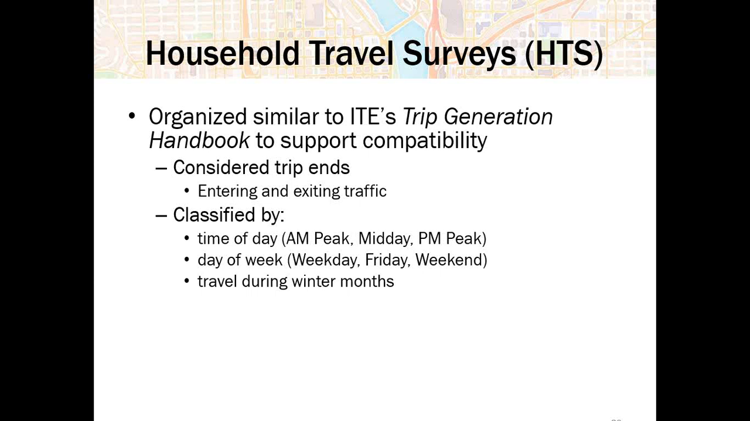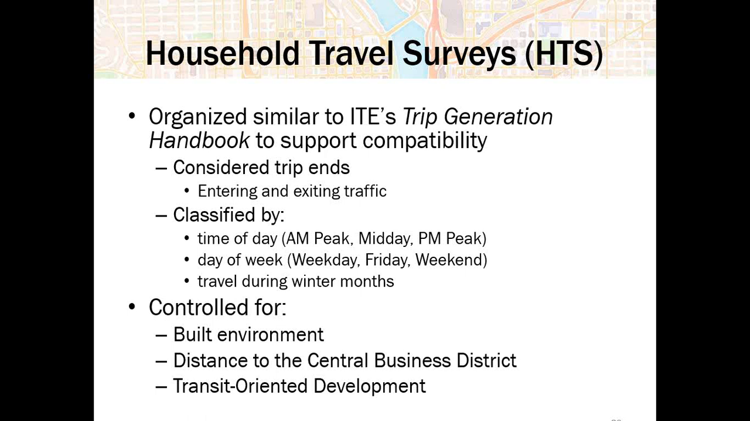I then took these observations and classified them by the time of day, AM peak period, PM peak period, midday, the day of week, including a control for Friday, which sometimes has different travel patterns than other days of the week. And then I also included an indicator for whether or not this travel happened during the winter months, November through February.